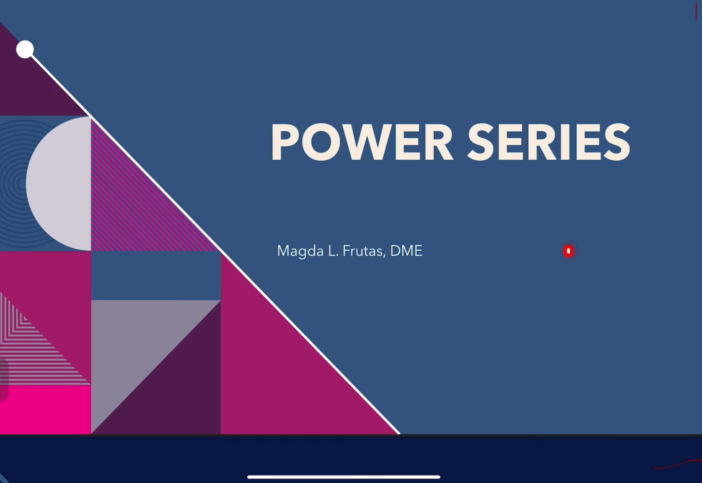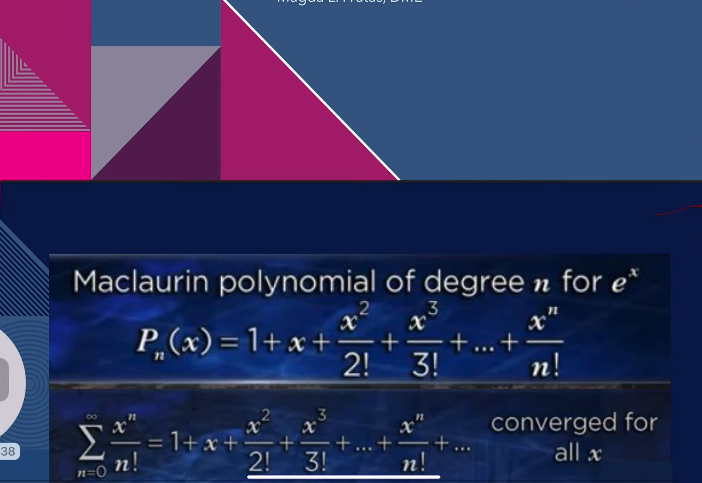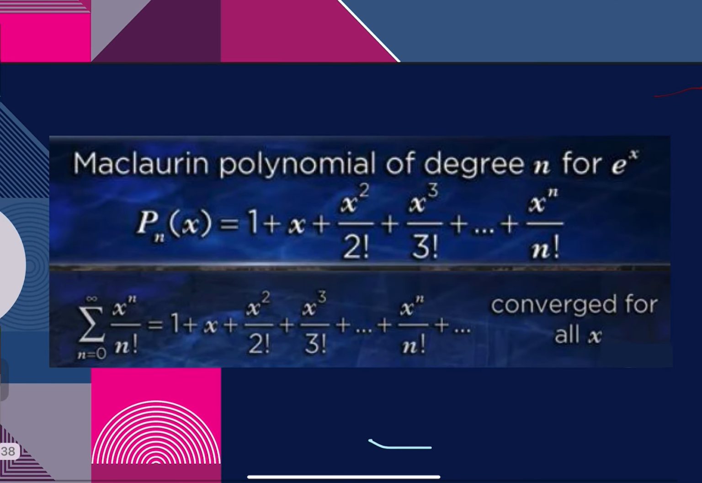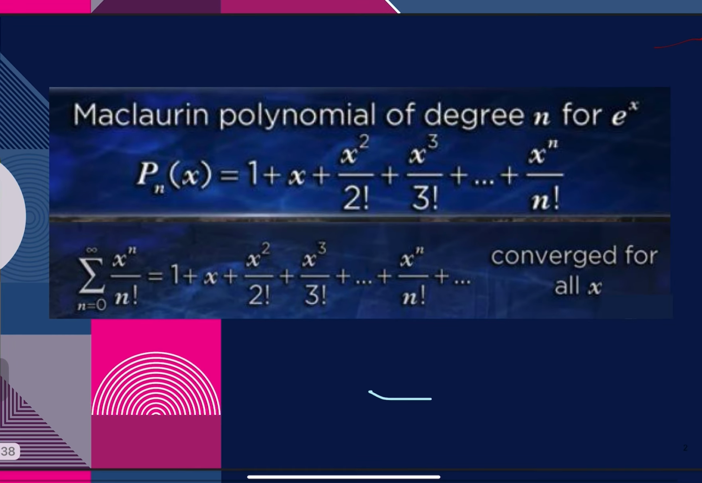Now you might recall that we saw the Maclaurin polynomial of degree n for the function e to the x, and it was equal to this polynomial 1 plus x plus x squared over 2 factorial all the way out to the degree n term, x to the n over n factorial. So that was the nth degree Maclaurin polynomial, and it's a finite polynomial.